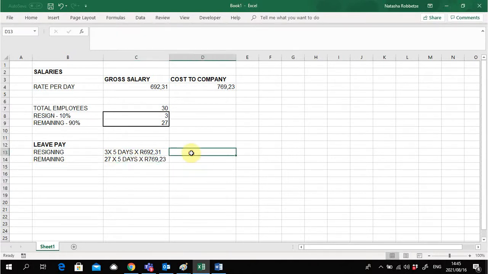69.23. So if I do those calculations, 3 people times the 5 days times the rate per day for the gross salary, and I do the 27 times the 5 days times the rate of cost to company, and I see if this is correct. 27 times 5 times 769.23, 3 times, yes. I will just retype to make sure that it is correct.